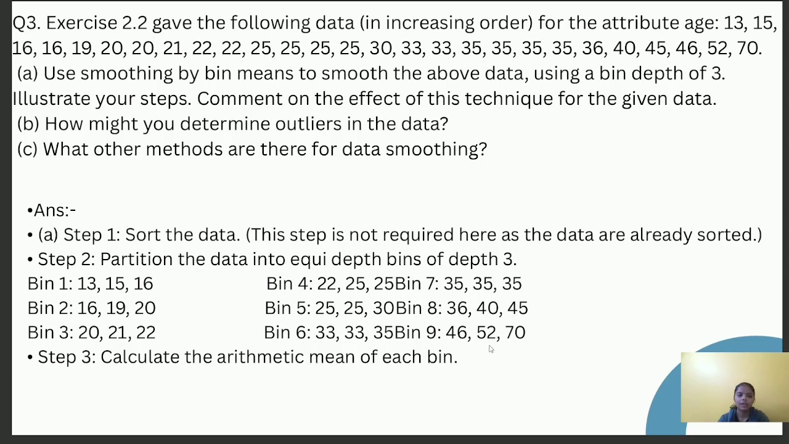Now in step 3 we have to calculate the arithmetic mean of each bin. To calculate the arithmetic mean, we will add all these three terms and divide by 3, so we will get the average mean of each bin. Now let's see the arithmetic mean of bin 1 to bin 9.